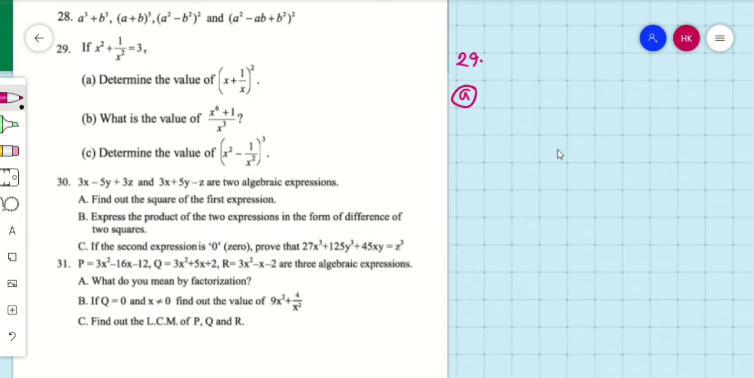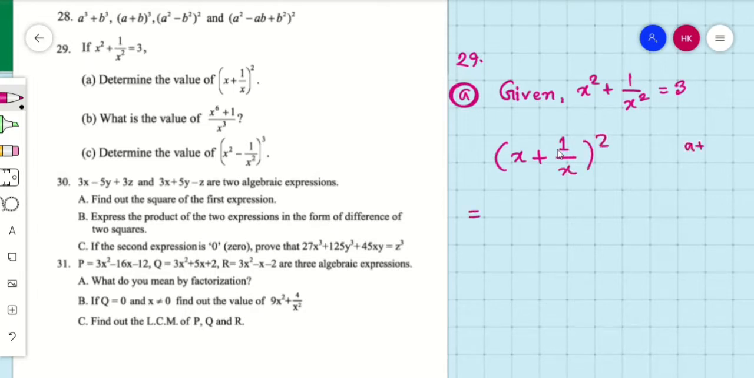Question 29, part A. First we can write given x square plus 1 by x square is equal to 3. Now we have to determine the value of x plus 1 by x whole square. Now we can use the formula of a plus b whole square as a square plus 2ab plus b square, right? So if we use this formula here, we can write x square plus 2 into x into 1 by x plus 1 by x square. So this is as the formula.